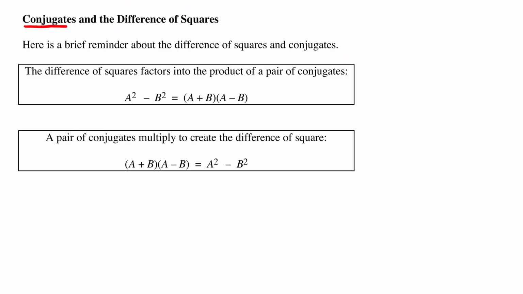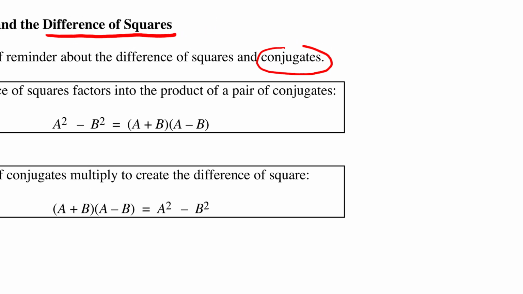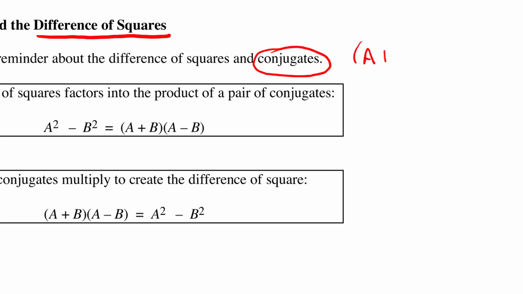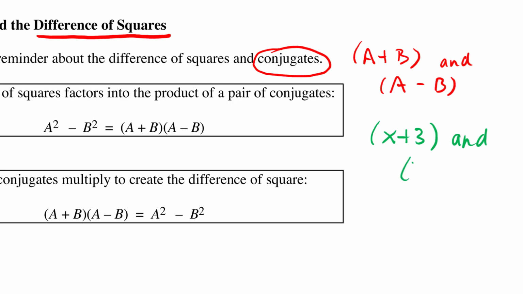Let's talk about conjugates and the difference of squares. First, a quick reminder of what conjugates are. Conjugates always come in pairs, such as A plus B and A minus B. And the thing about conjugates is the first terms are exactly the same, A and A, and the second terms are opposites, B and negative B, such as x plus 3 and x minus 3.